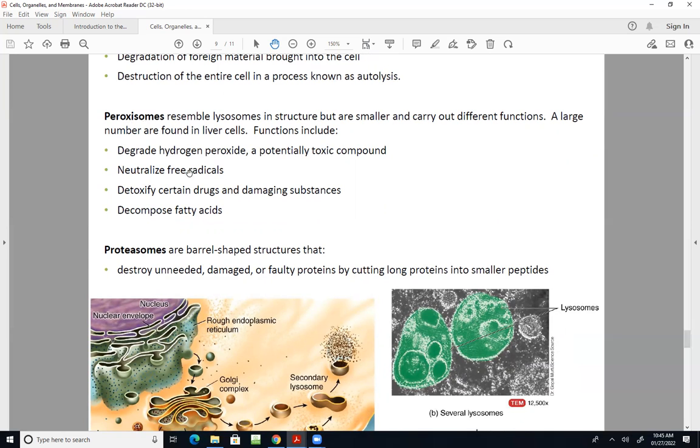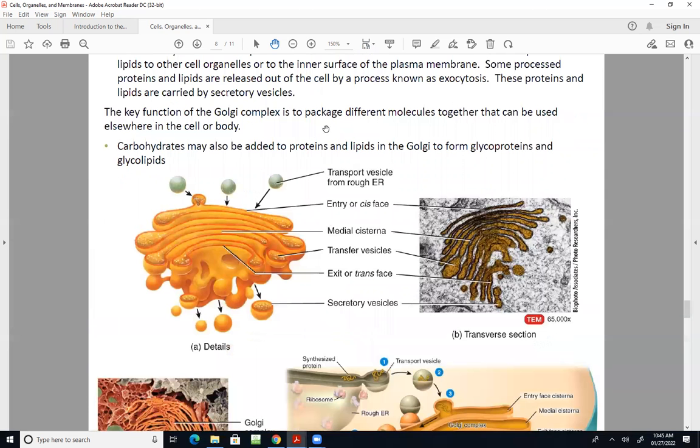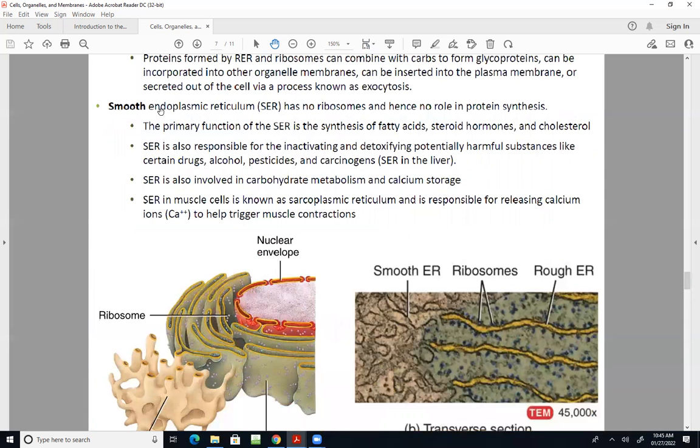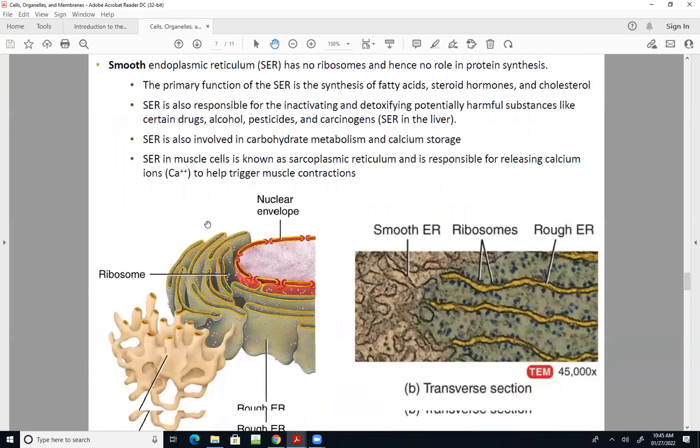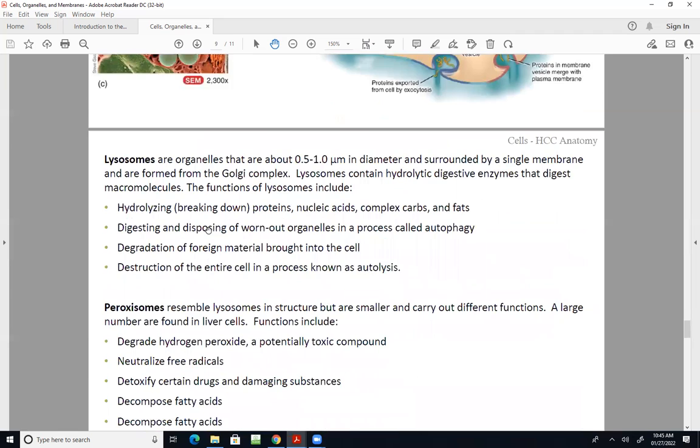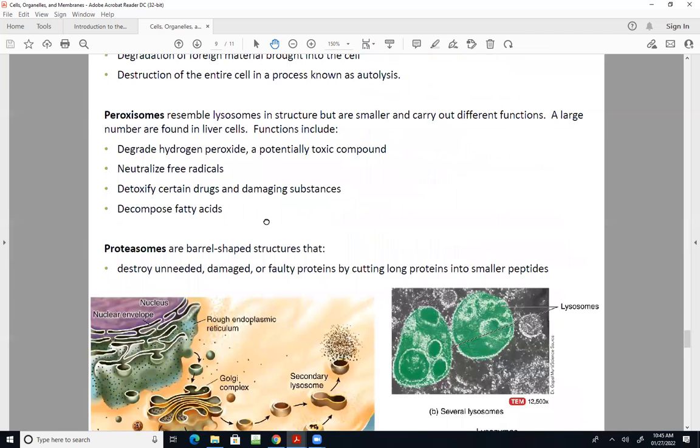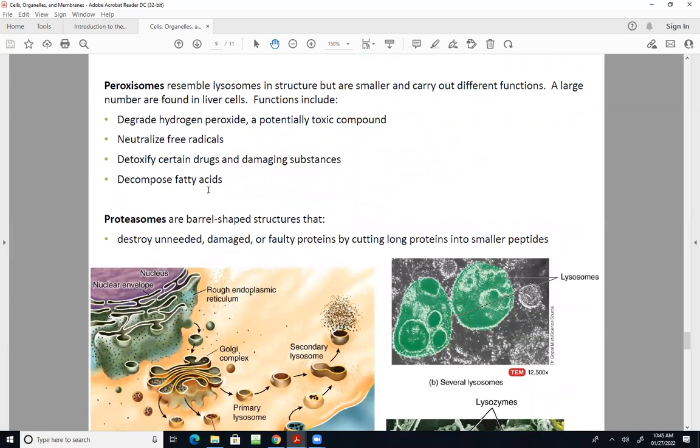They also neutralize free radicals, which are dangerous molecules that are really well known for causing cancer. So peroxisomes, in a sense, help prevent cancer. Peroxisomes also detoxify drugs and damaging substances. So they're the second organelle, remember, smooth ER is able to help detoxify drugs and damaging substances, and then they can decompose a type of fat.